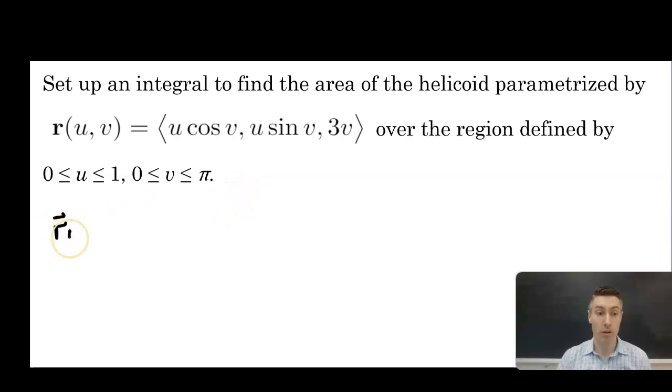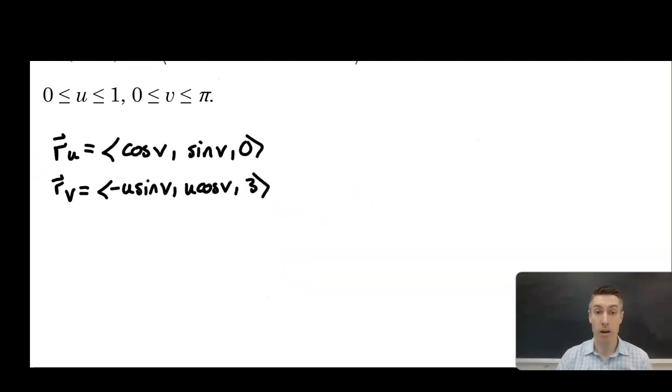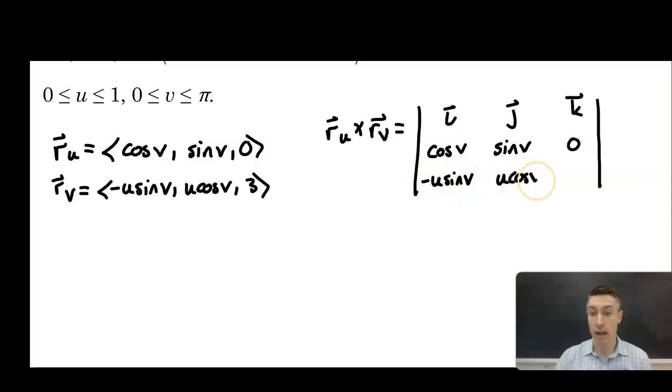So we're going to find the partial of r with respect to u. That's going to be cosine v, sine v, 0. Then we're going to find the partial with respect to v. So negative u sine v, u cosine v, and 3. Now we need to take the cross product of these two vectors. So crossing those two vectors, we set up our matrix to find the determinant. We put both vectors in, so cos v, sine v, 0, and negative u sine v, u cosine v, 3.